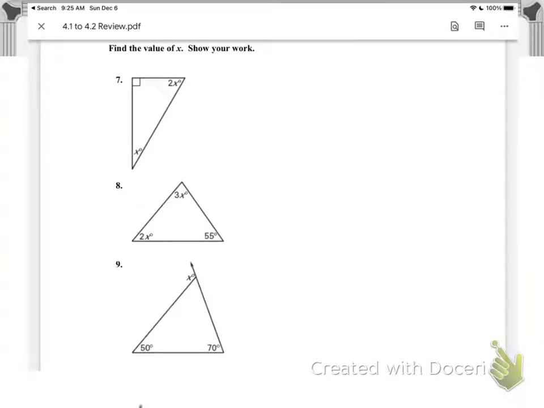Okay, here we're going to find the value of x. Now, I'm not asking you to find the angle, I'm asking you to find the value of x, and I also say to show your work. So, looking at number 7, I see that this is a right angle, so I know that's 90 degrees. Therefore, I know that 2x plus x has to give me another 90 degrees, so that I have 180 degrees in my triangle. Combine like terms, x will be 30 degrees.